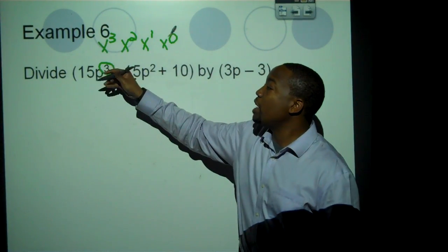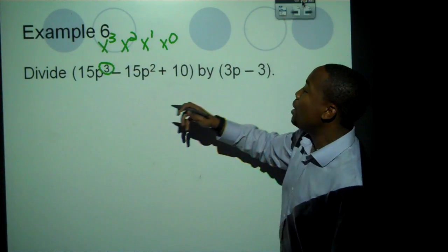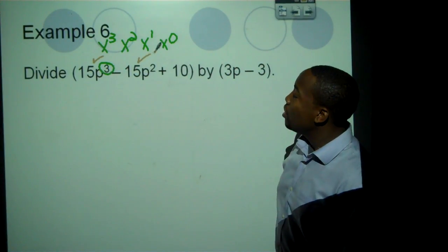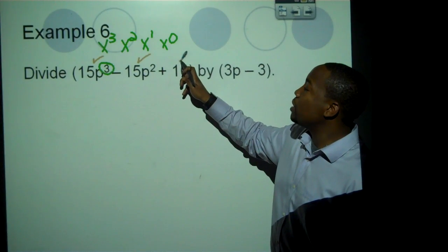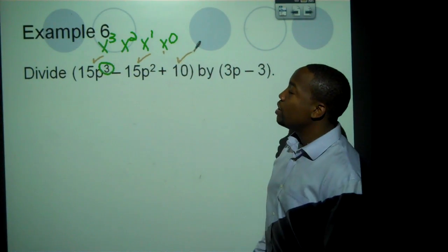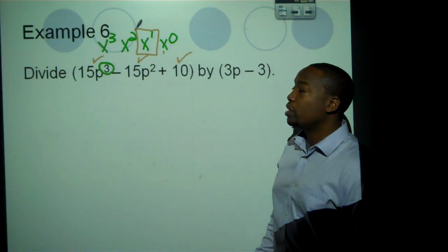In this situation, I have my x to the third. And let's check off what I have. I have my x to the third. That's there. I have my x to the second. That's there. But I have my 10, which is x to the 0. What's missing? I'm missing something. As you see, I'm missing my x to the 1.